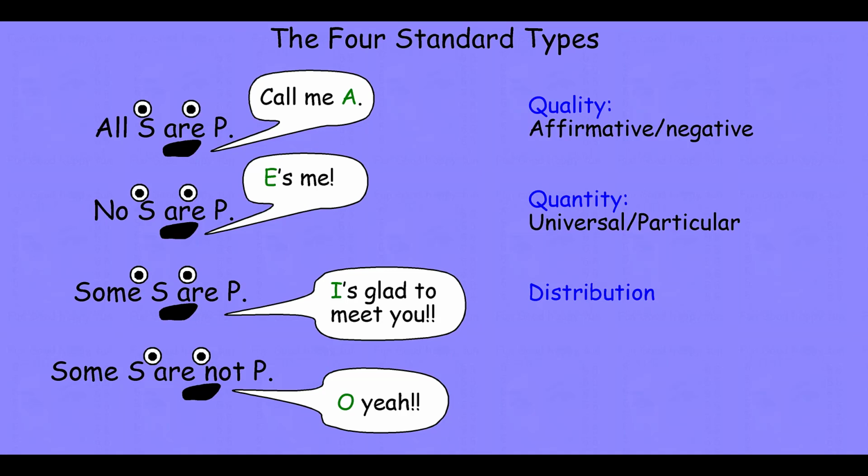Some dogs are chihuahuas. That doesn't say something about every dog, and it doesn't say something about every chihuahua. Our particular negative, however, does say something about every member of the predicate class. So some dogs are not chihuahuas. That says something about that class of chihuahuas, namely that there's at least one dog, call it Marmaduke the Great Dane, and none of those chihuahuas is that dog.